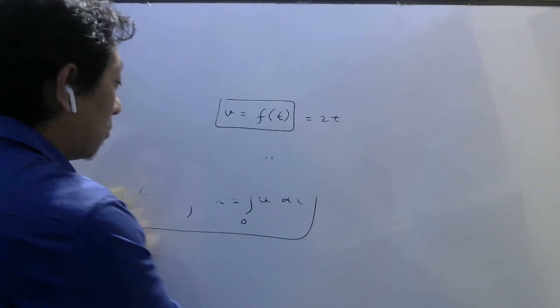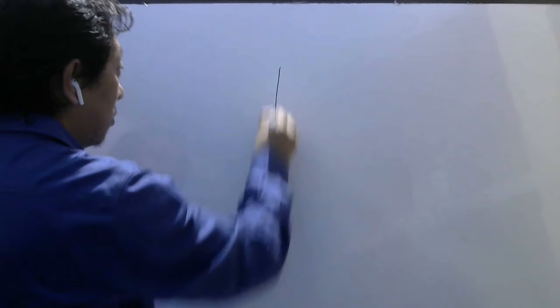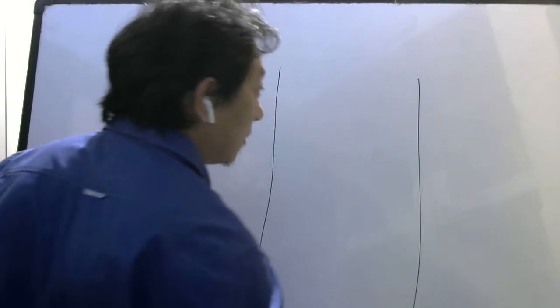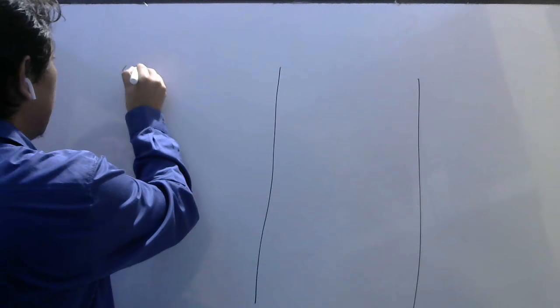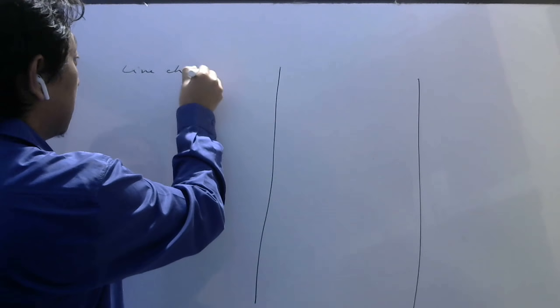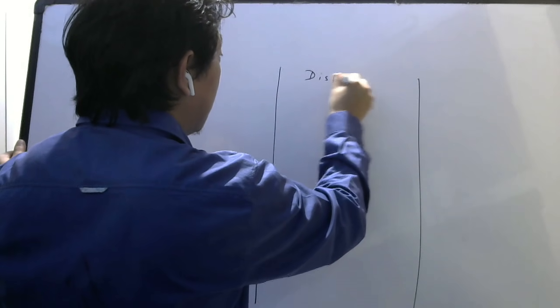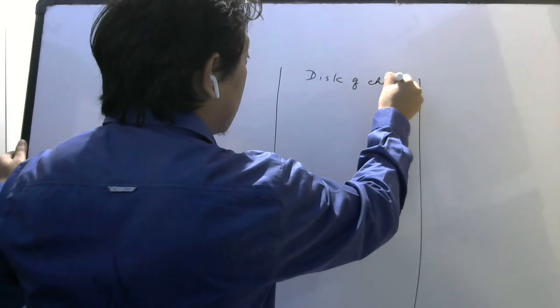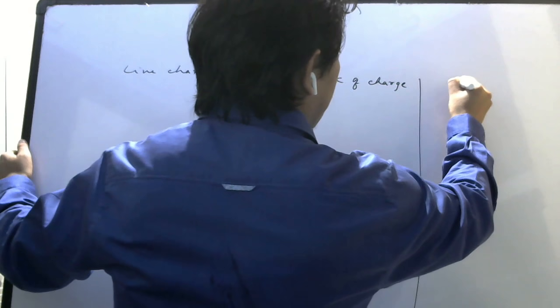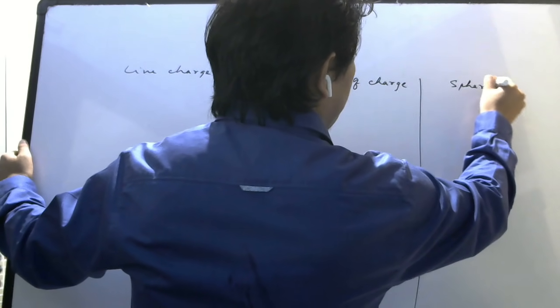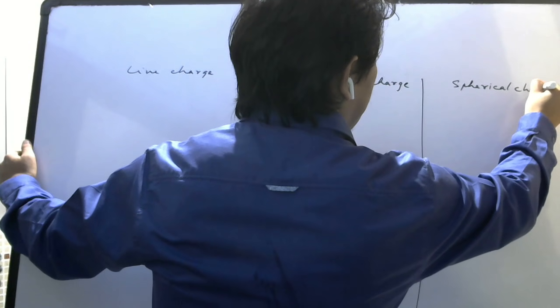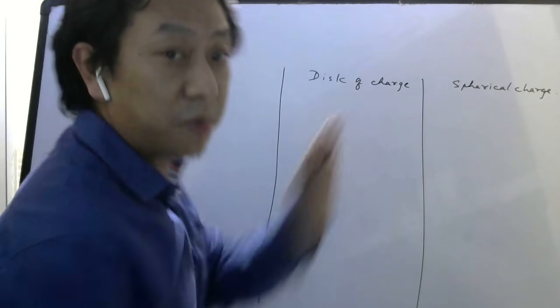So same story we will be discussing now for charges. Okay, so look carefully. Suppose three things I'm going to discuss. So first here I will give you a line charge. Then I will give you a surface of charge, and for example I will take a disk of charge, and then I will take a spherical charge. So these three distributions I have taken.